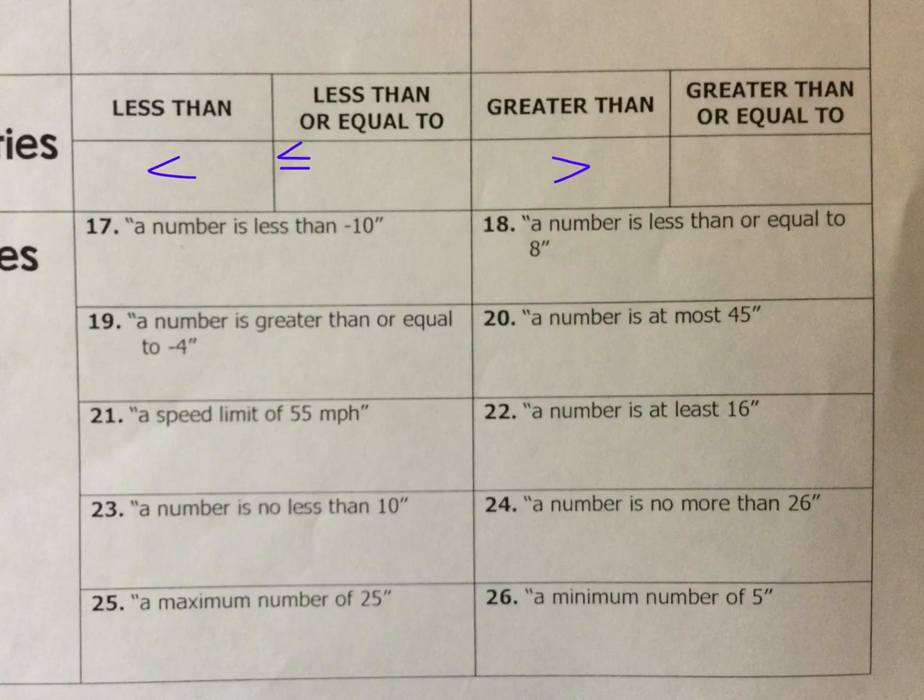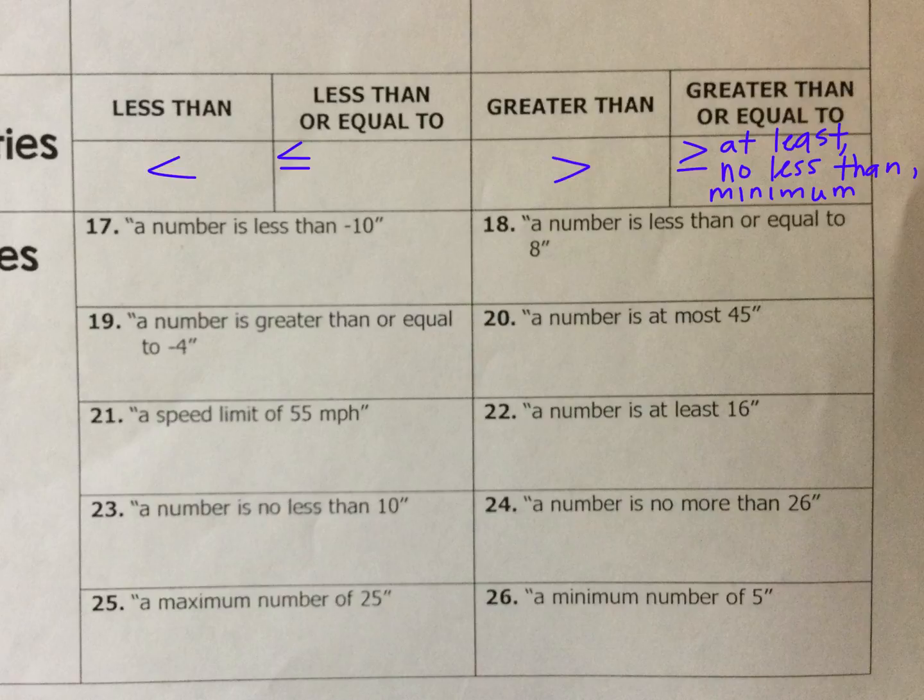Sorry, it looks like a serial killer wrote it. All right. Greater than or equal to goes that way. And the words that also mean greater than or equal to will be at least, no less than, or minimum. So pause it and copy those words down too.